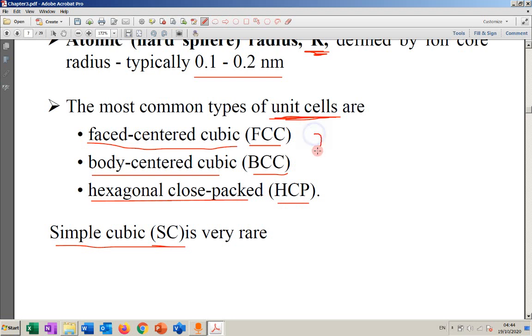We're going to cover 4 crystal structures for metals. We shall explain them one by one, and the detail of each crystal structure will be explained in different videos.